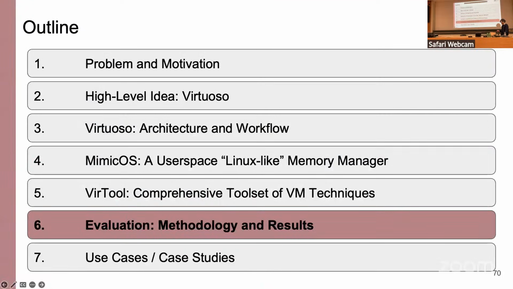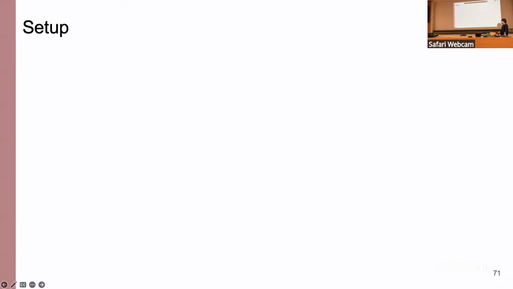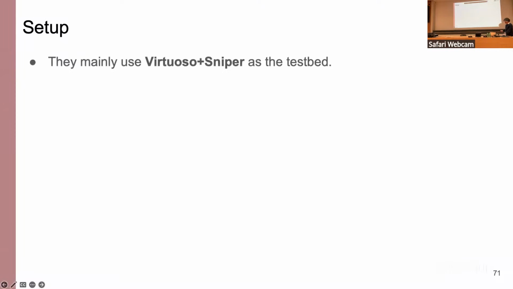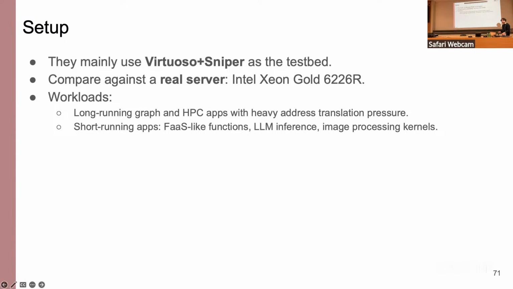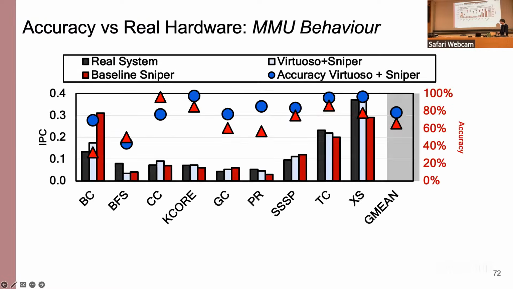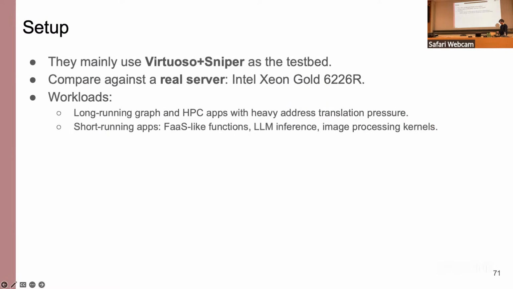All right, now having a closer look at the evaluation, the setup was they mainly used Virtuoso plus Sniper as the testbed, and they compare against the real server, the Intel Xeon Gold, and they mainly looked at two kinds of workloads. On one hand, long-running HPC apps with heavy address translation pressure, and on the other hand, short-running apps, like functions, LLM inference, image processing kernels, and so on.